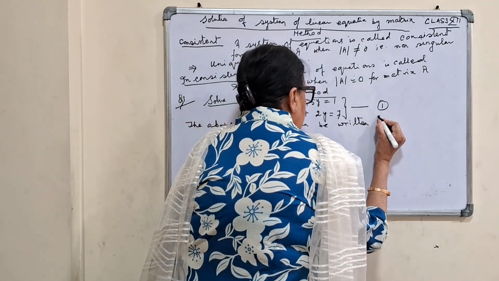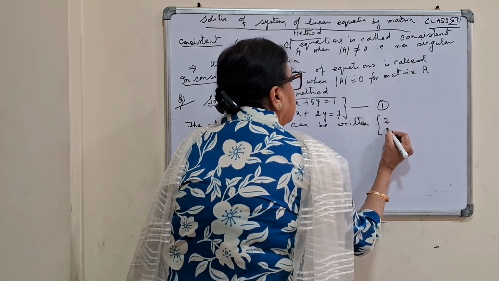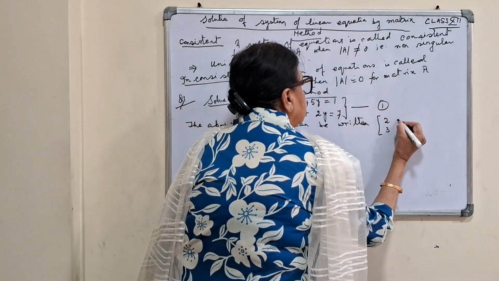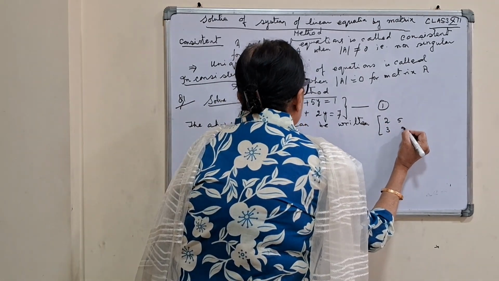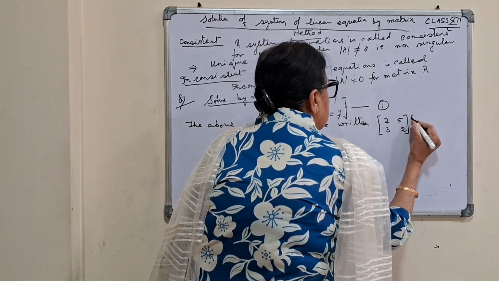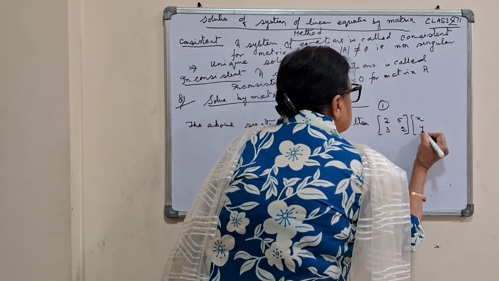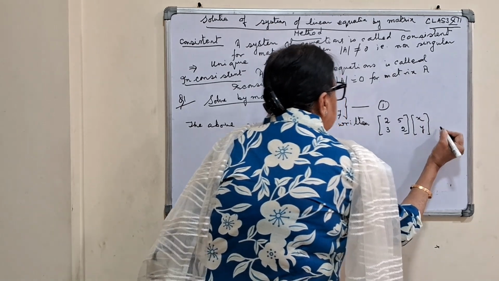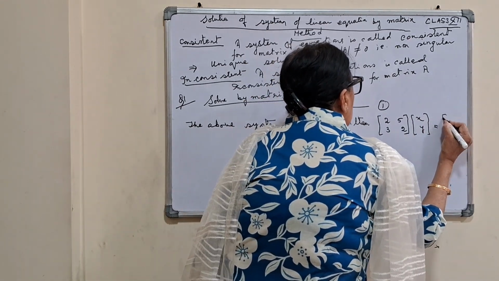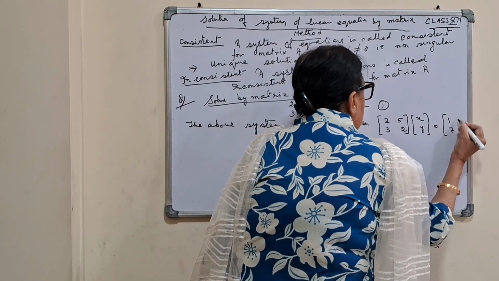as the matrix [2, 5; 3, 2] times the matrix [x; y] is equal to the matrix [1; 7].